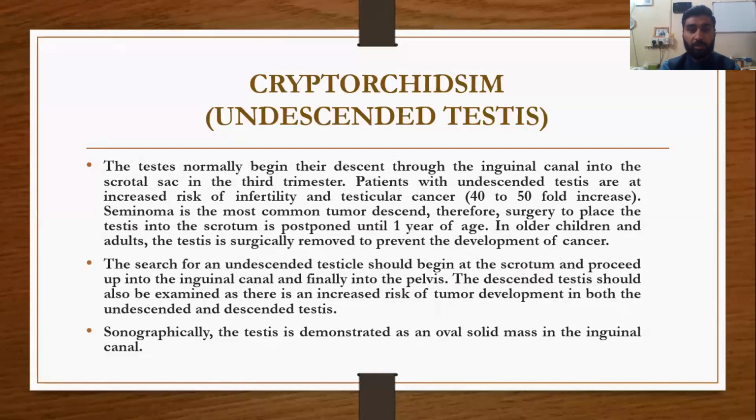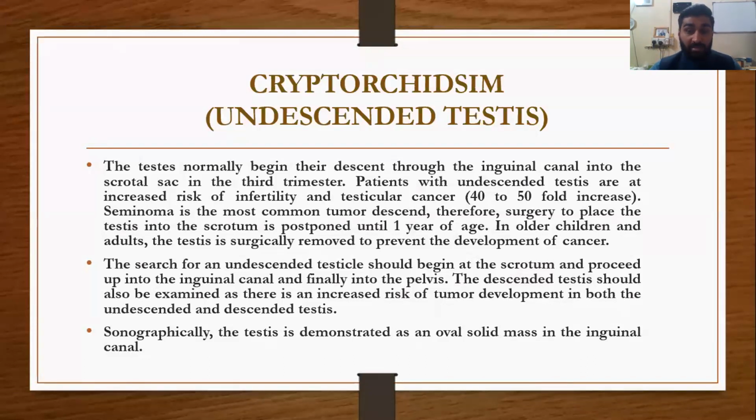Well, here comes cryptorchidism, or undescended testes. The testes normally begin their descent through the inguinal canal into the scrotal sac in the third trimester. Patients with undescended testes are at increased risk of infertility and testicular cancer. The risk even increases 40 or 50 fold. Seminoma is the most common tumor.